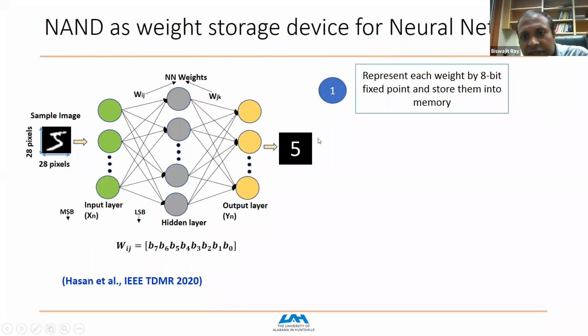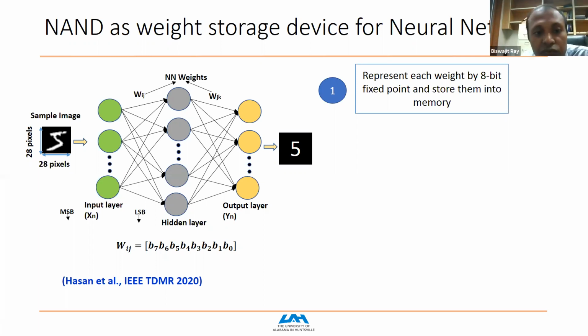And finally, we also did some work on computing aspects using NAND, 3D NAND architecture. In this paper, IEEE TDMR, we showed how NAND flash can be used as a weight storage device. Most of the time, you don't do training on the edge devices, right? We do training in the data centers, and then we store those weights only for inference in the edge devices.